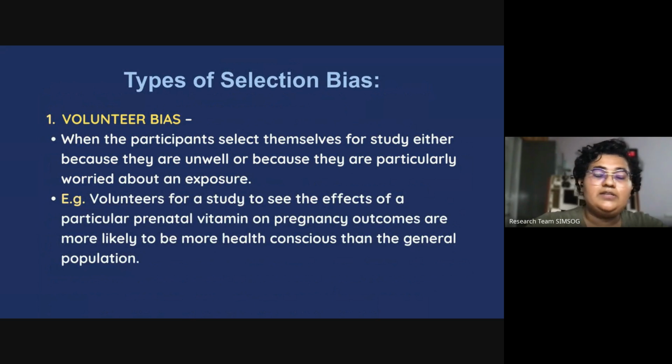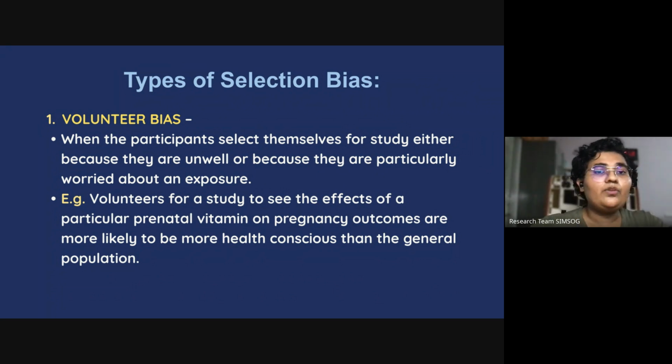First, there is volunteer bias. In volunteer bias, participants select themselves or volunteer themselves for a study, and those participants tend to do so either because they are more unwell than the population at large, or because they are more worried or more health conscious about the exposure or about the disease. So that is not a true representation of the population. So that can lead to skewed results.